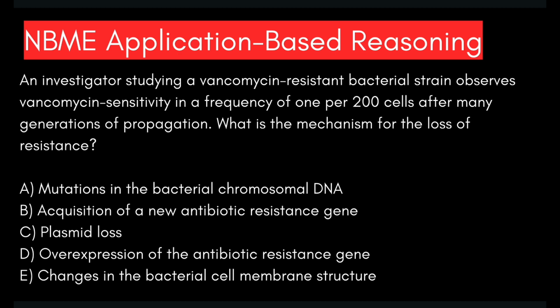An investigator studying a vancomycin-resistant bacterial strain observes vancomycin sensitivity at a frequency of 1 per 200 cells after many generations of propagation. What is the mechanism for the loss of this resistance?